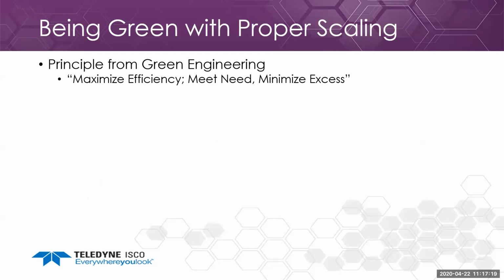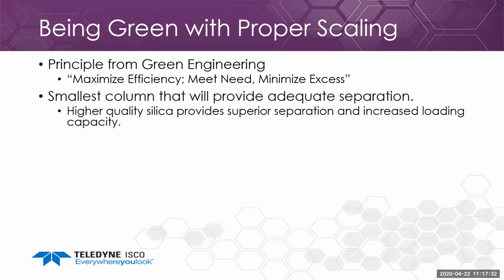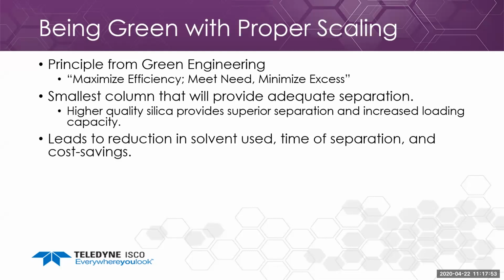So we're going to go back to one of the green engineering principles. Maximizing your efficiency, meet your need, and minimize excess. And so actually applying that in chromatography and purification, that would be choosing the smallest column that would provide an adequate separation. So higher quality silica provides superior separation and increases your loading capacity. And that would allow you to choose a smaller column versus using regular ReadySep material. So this leads to a reduction in your solvent use, time of separation, and cost savings.